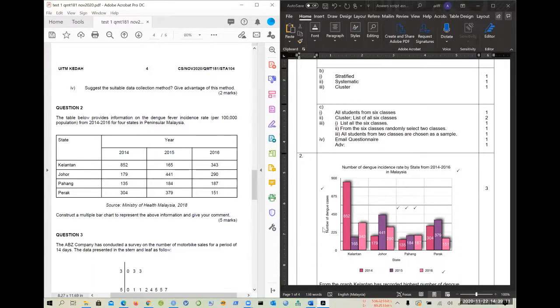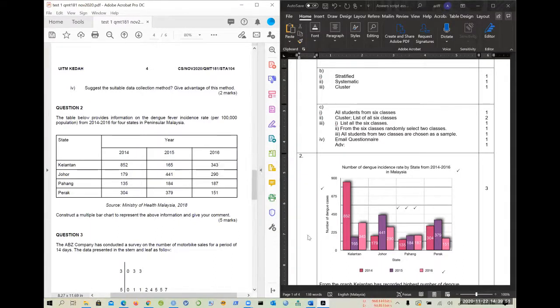Okay. And then in the labeling here, so by right, bila you letak labeling number of dengue cases, because this one is per 100,000 population. So you kena letak kat dalam ni per 100,000 sebab this represent the per 100,000 population. So kalau letak macam ni je is not correct because this is misleading information. Sebab kita bagi number of dengue cases. Takkanlah dalam 2014 dekat Kelantan ada 852 sahaja kan. Padahal sebenarnya this one is 852 cases per 100,000.